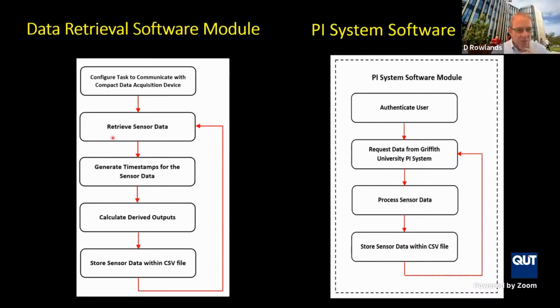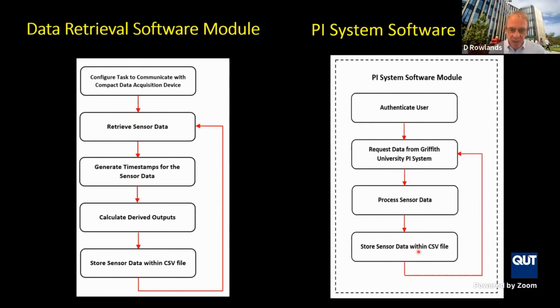Basically, we would retrieve the sensor data by sending the command to the NIDAC and generate timestamps. If we need to calculate some derived outputs, we could do it here. We could even do some calibration adjustments here as needed, and just store it within a CSV file. With the PI system, we request the data, process it in whatever way we need to, like a bit of post-processing, and then store it into the CSV. The way this worked was a straight spool type system. As a spooler, you have a directory, you drop files in, and that directory will be checked on a regular basis.